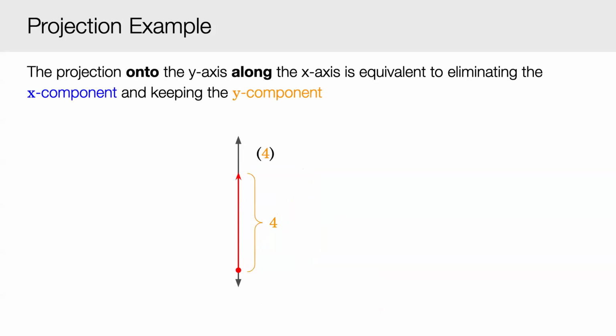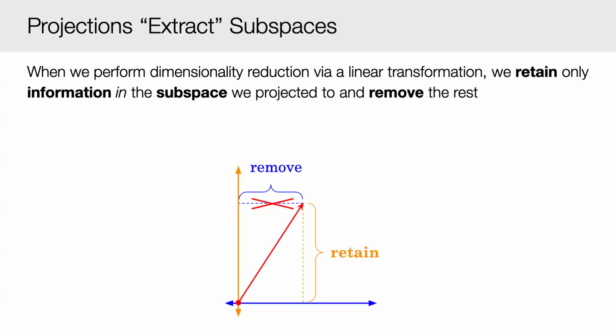Thus, there is no more x component, and the resulting vector would be a vector in 1D space with just the direction y, right? So this is just the same thing here.